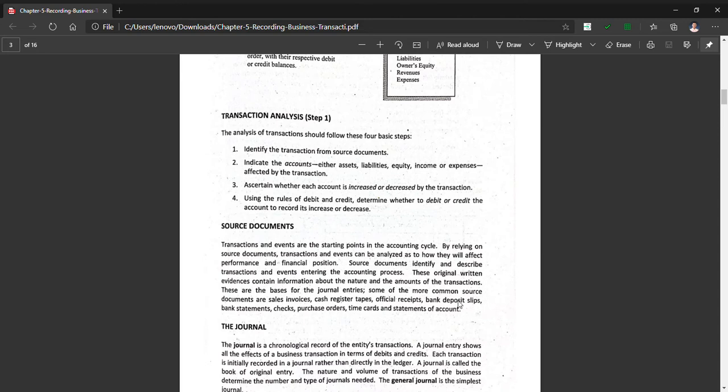Bank deposit slip, ito naman kung meron tayong dineposit sa isang bank. Bank statements, yung mga binibigay ng bangko regarding our account under sa bank. Checks, purchase orders, time cards, and statement of accounts. Okay, so yung time cards, this is for your employees, yung mga binabayaran natin na sweldo nila.